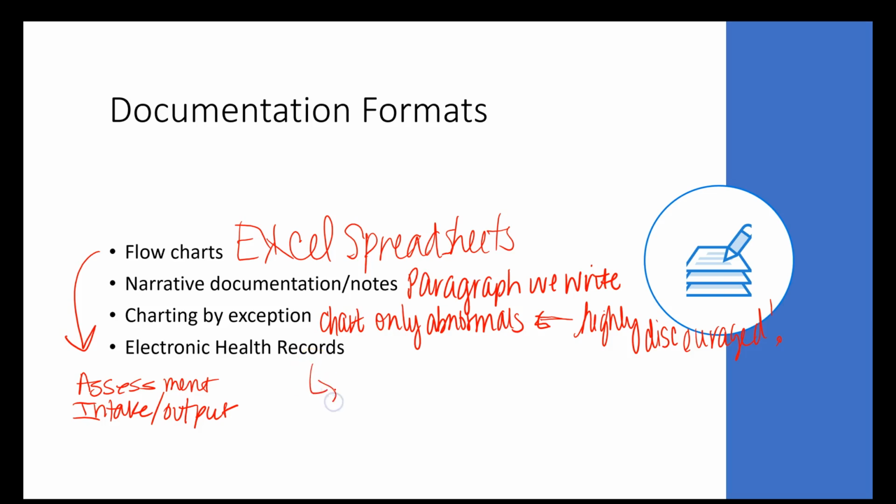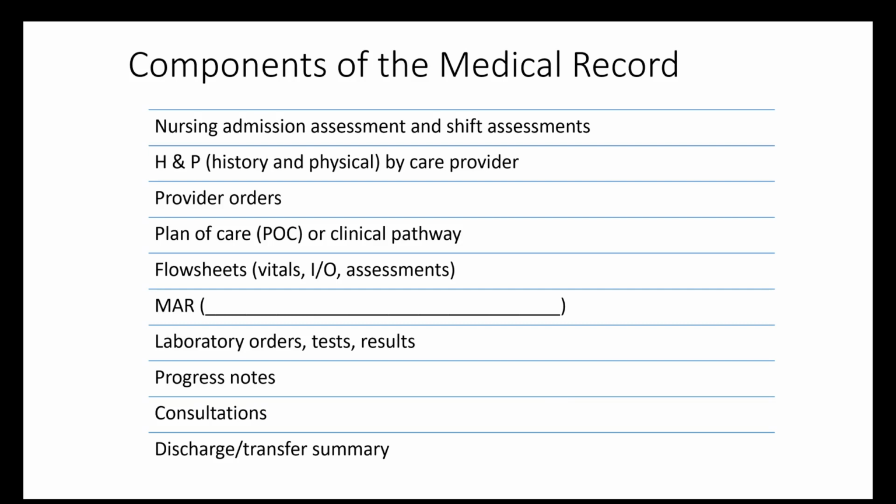And our electronic health records, hopefully you got a good idea about that. Basically, this is a computer database that keeps track of what's going on with the patient. So components of the medical record we talk about: we have our nursing admission and assessment. Every shift the nurse that comes on is required to do an assessment. Some nurses work 12-hour shifts, some work 8-hour shifts, some work 4-hour shifts. The rule is every shift you do an assessment.